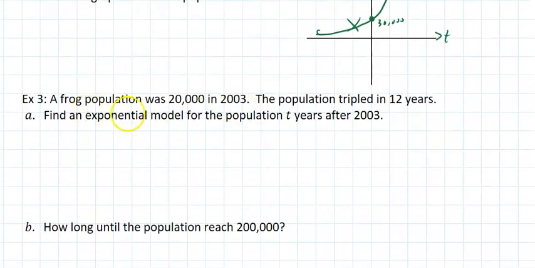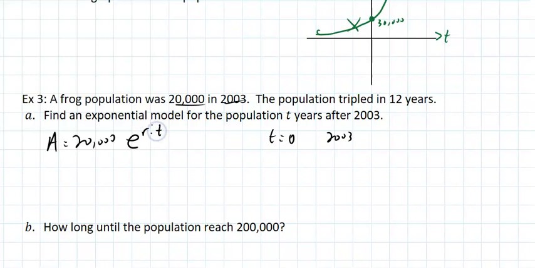Here's another problem. A frog population was 20,000 in 2003. Well, let's say year 2003 is the year somebody was born. So let's say right now, A equal 20,000 e to the r times t. Okay, we get the initial population, and we assume starting from now. The population tripled in 12 years. What does that mean? Whatever you had, 60,000, it tripled. It became 60,000 in 12-year time.